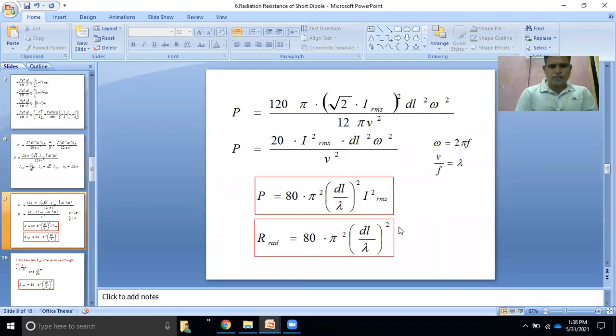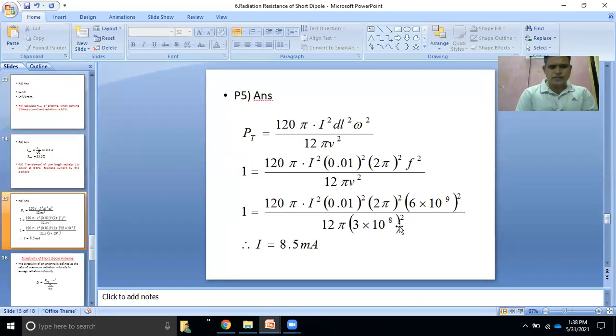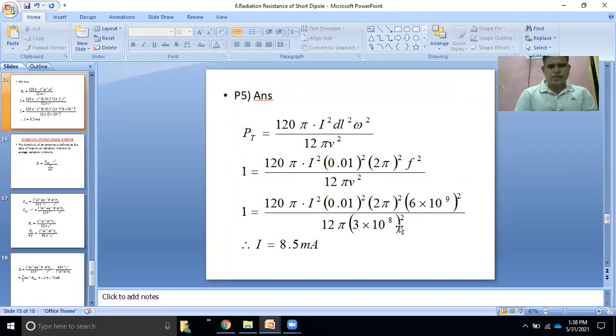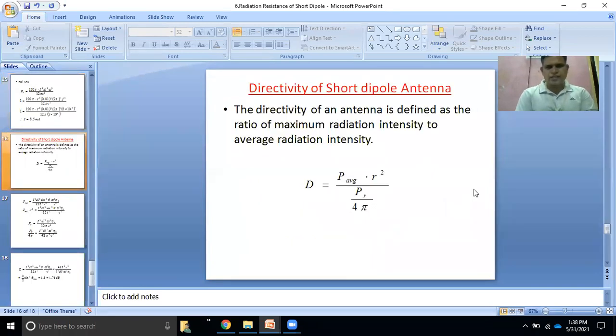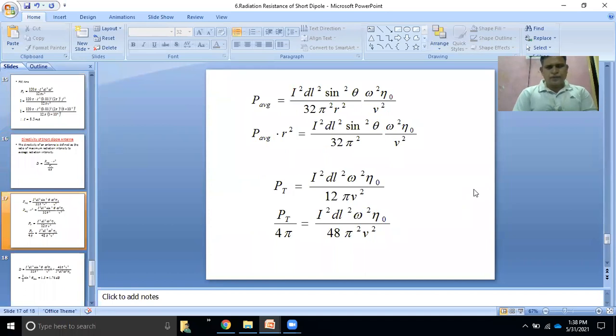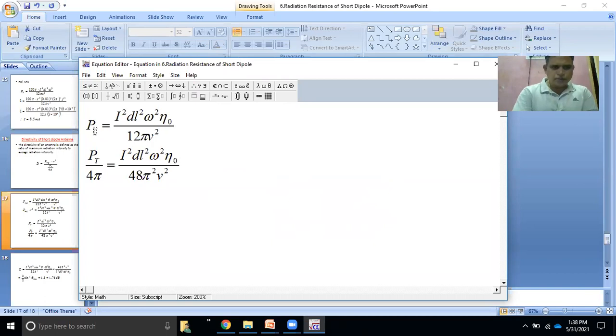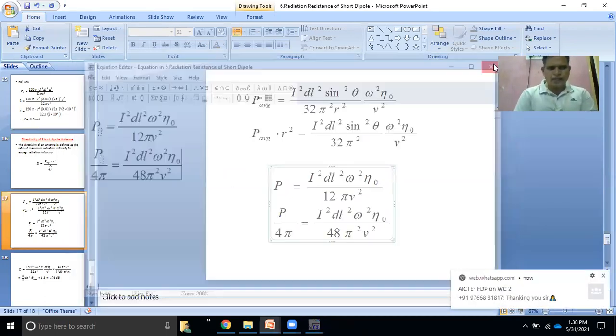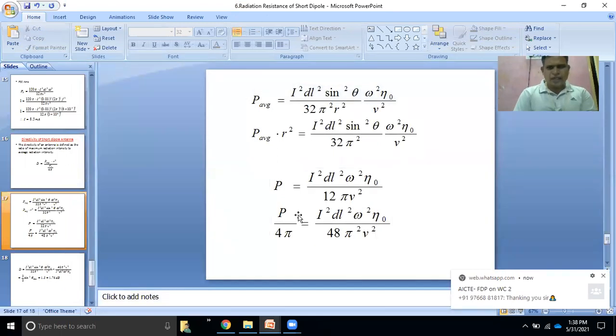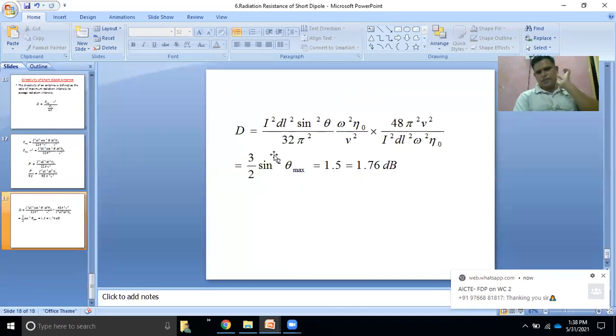That's why I am taking the two equations. Now here I have mentioned P_T, no problem. P_T indicates total power. Therefore here also, the total power divided by 4 pi gives the average radiation intensity. Now D equals, now divide these two terms. If you do that, we will get 3 by 2 times sine square theta.